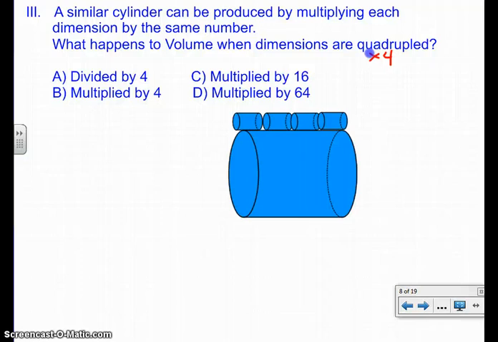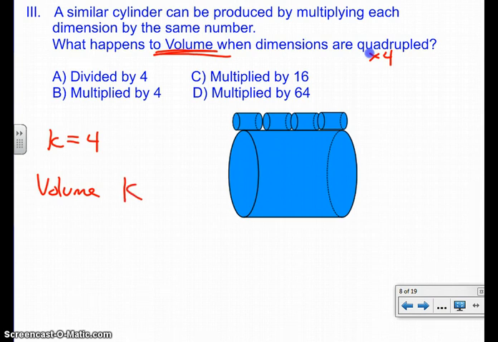Okay, so we're saying that all of the dimensions are quadruple. And so what happens with volume when we're saying that we have a scale factor of 4? We're multiplying all dimensions by 4. And what do we do with volume with our scale factor?